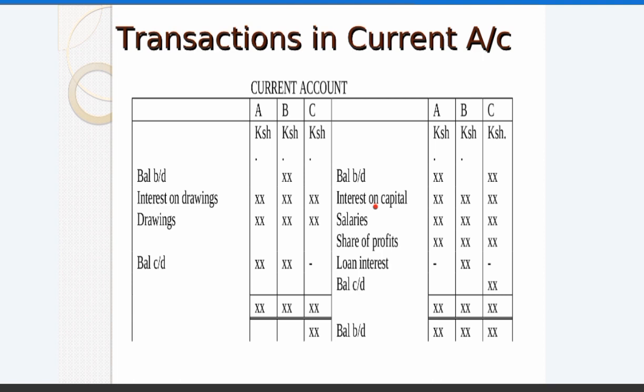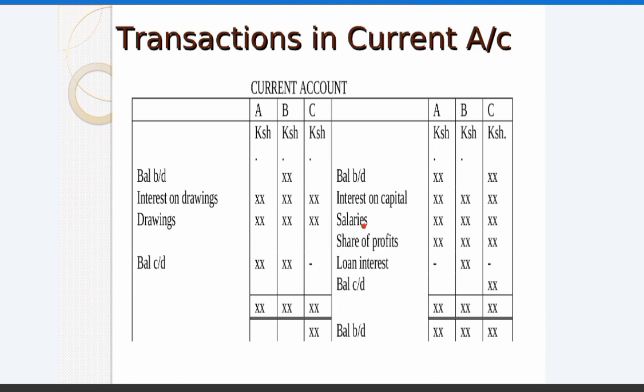Those partners who are engaged in the active management of the partnership will have to earn salaries. So any salaries that are earned by the partners, and remember, do not confuse these salaries with the salaries expense. The salaries paid to partners are paid from the profits.